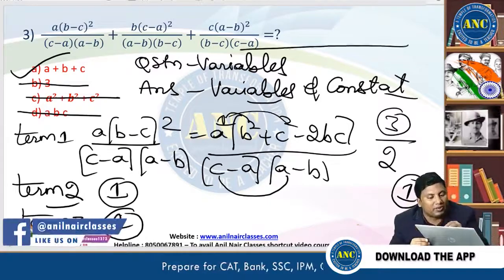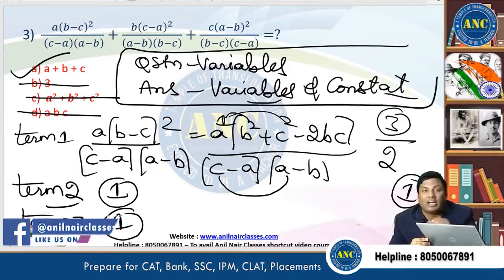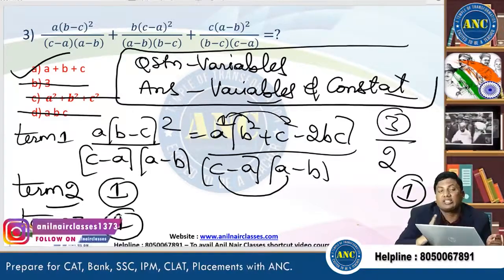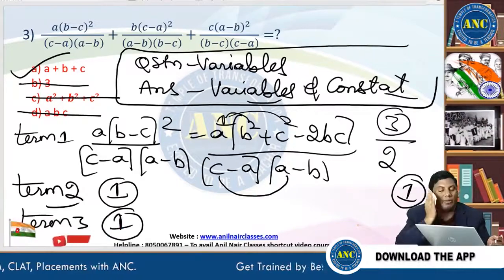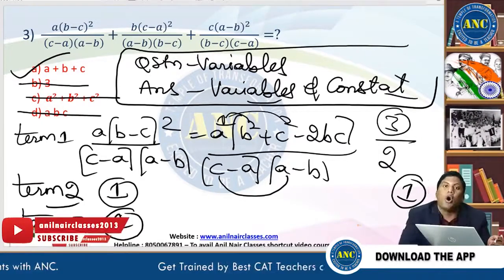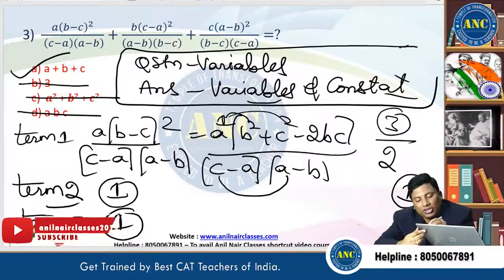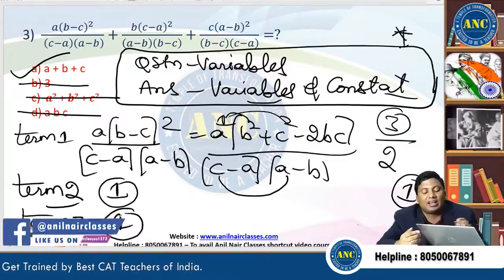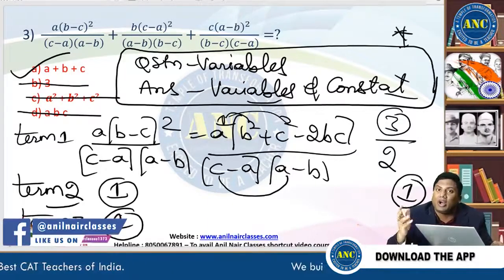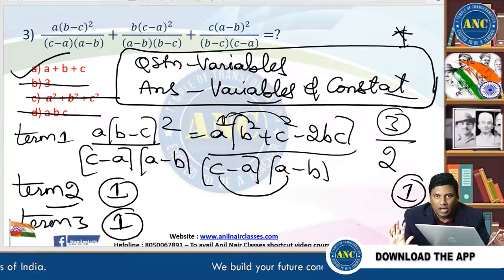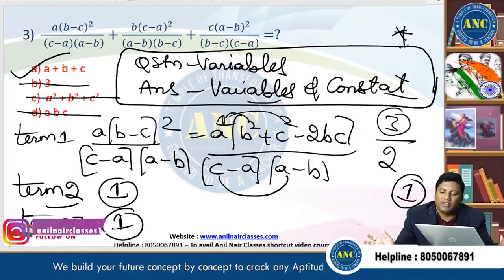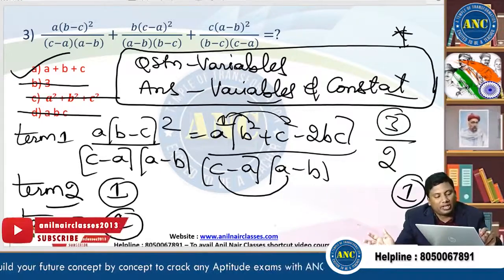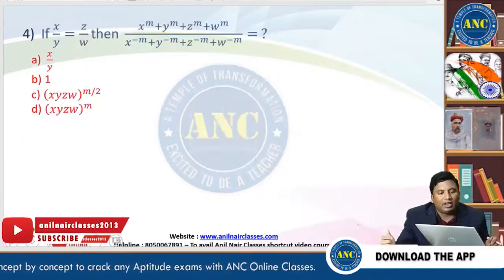Please put this one in box. Otherwise you will not understand when to use this concept, where to use this concept, where you should not use this concept. This concept is used in all the problems where the question contains variables, answer contains variables and constants. Idea clear? Question contains variables, answer contains variables and constant means a numerical value. Third one clear? Now fourth one.